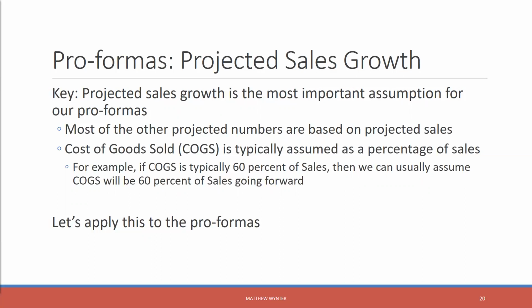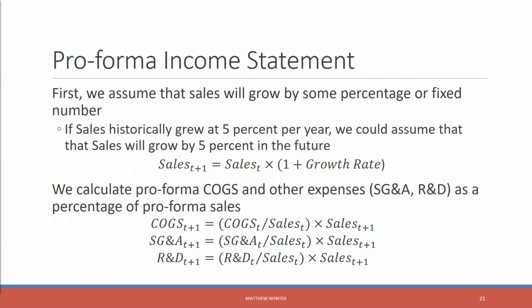So let's apply this to pro formas. What am I showing you? I'm showing you how our first step is going to be to assume a growth rate of sales. So if sales historically grew by 5% per year, we would assume that sales would grow by 5% per year in the future. Once we have our sales growth, we can then start to figure out what the other projections are for our income statement that are also going to be a function of sales. The first is our cost of goods sold. So if my cost of goods sold this year was 40%, I'm going to assume it's going to be the same next year.